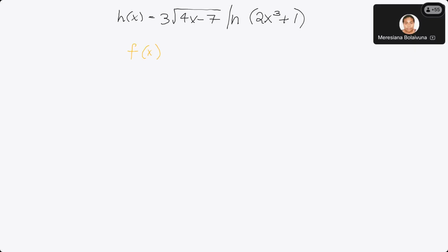f of x, I'm going to show you f of x. It's 3 square root of 4x minus 7. Oh, thank you, it's squared. So 4x squared minus 7, square root means to the power of half. And for g of x, it is ln of 2x cubed plus 1. I want you to differentiate, find f dash of x and find g dash of x.